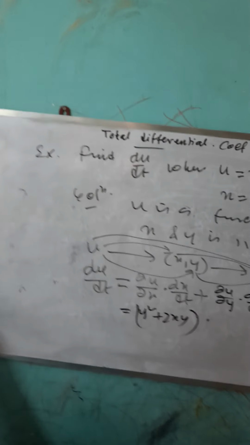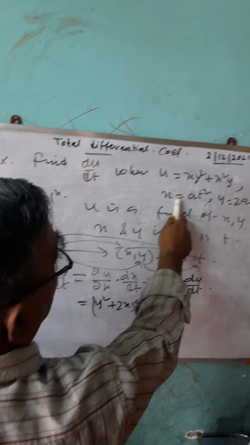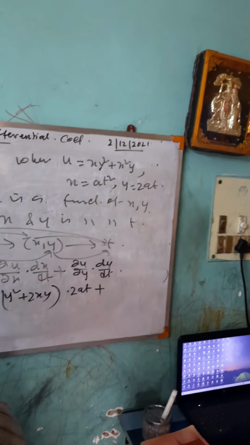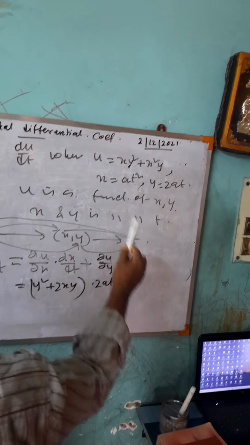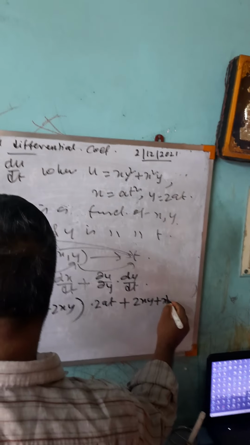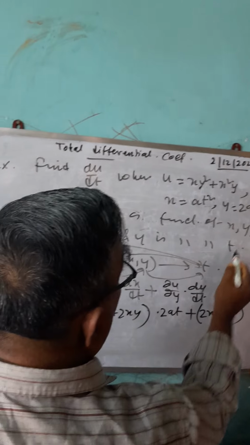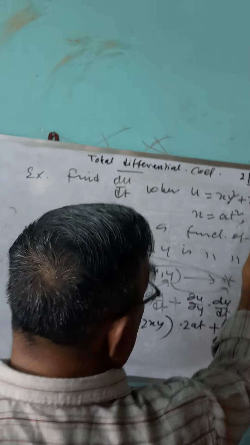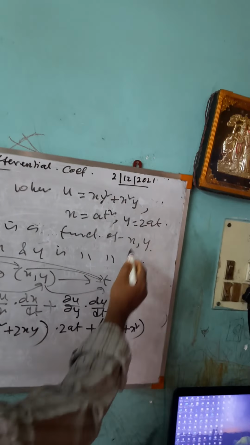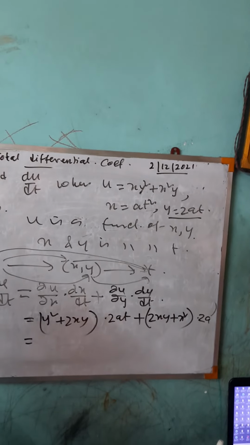Tell me dx/dt. What is dx/dt? From here, dx/dt, tell me. 2at. Very good. Plus del u by del y, with respect to y, is x square, right? Into dy/dt, tell me. Here, 2a. Very good. Now you have to simplify.